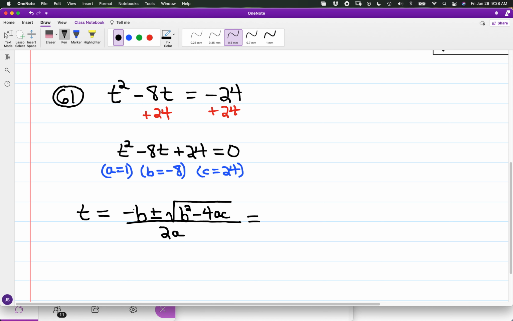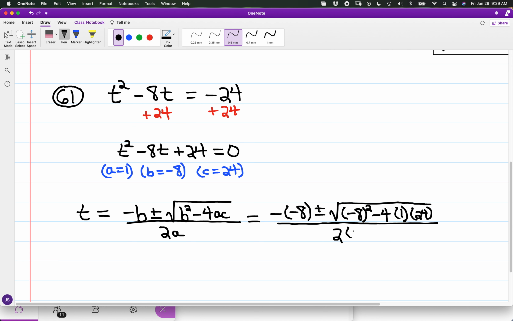So with negative b, we have the opposite sign of negative 8, plus or minus the square root of b squared, so the square of negative 8, minus 4ac, so times a, which is 1, and times c, which is 24, then all over 2a, which is 2 times 1.